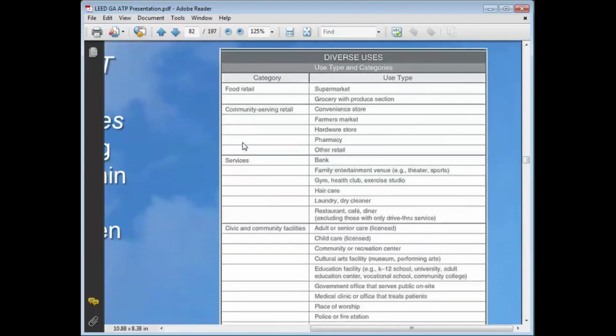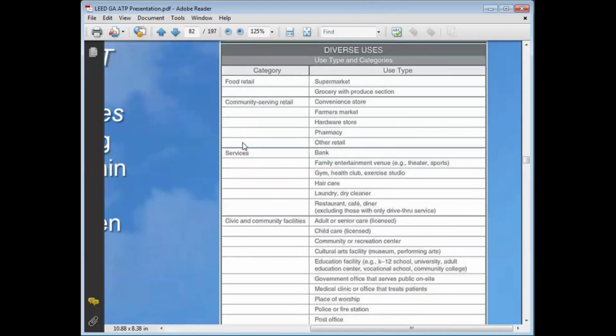I hope it's readable to you. These are the diverse uses which we should be looking after towards getting some good points, and for our buildings which we will be opting for certifying in the future, as well as trying to understand which gaps are there.